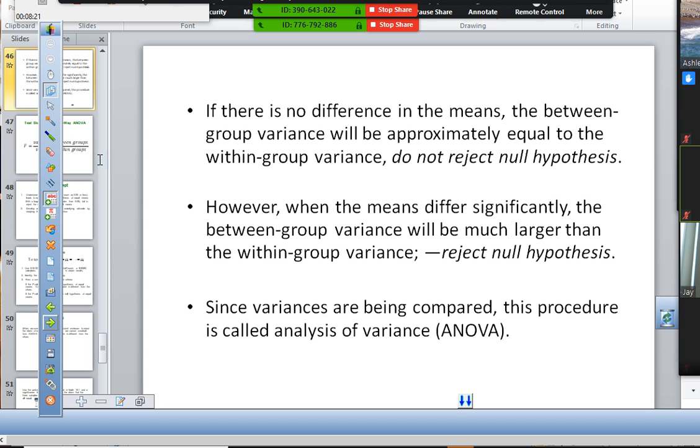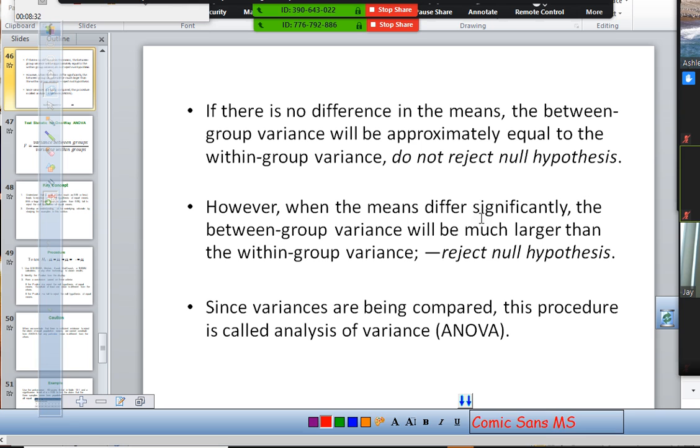All right. If there's no difference between the means, then the between group will be about the same as the within group, and we do not reject the null hypothesis. It'll be close to 1. However, when the means differ a lot, then the between group will be a lot larger than the within group, and we reject the null hypothesis. Since we're comparing variances, this is called an analysis of variance, ANOVA.